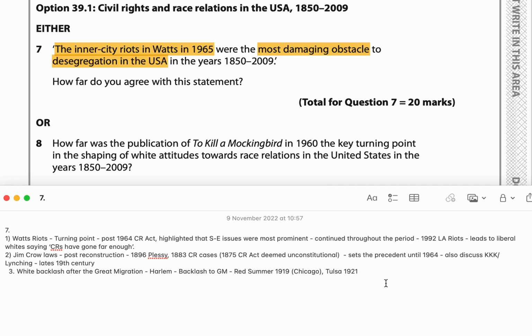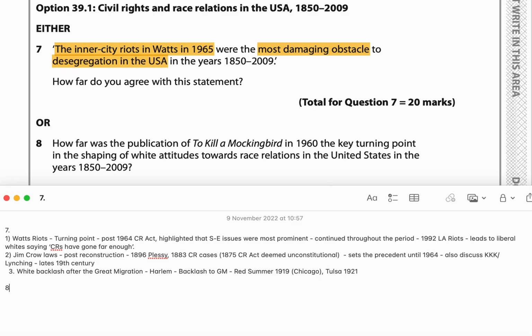That's my approach to that question: I'd do 3 paragraphs, Watts riots and how that could be considered an obstacle, then Jim Crow laws, and then the white backlash after the Great Migration. That's what I would talk about in that essay.